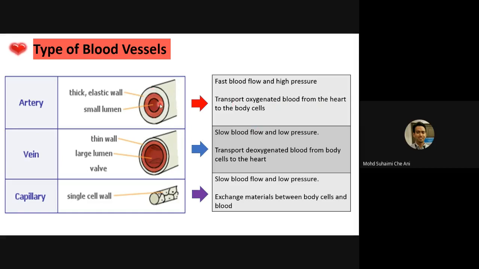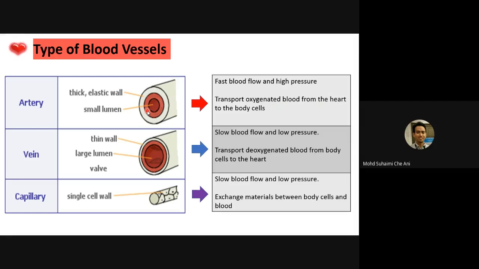So the artery brings the oxygen to all body cells. So their destination is wide. There are many places they need to go, so they need to be very, very fast. In order to be very fast, they need to have high pressure. How do they get the high pressure? They have only a small lumen. Lumen is just like the hole so that the blood can pass through.